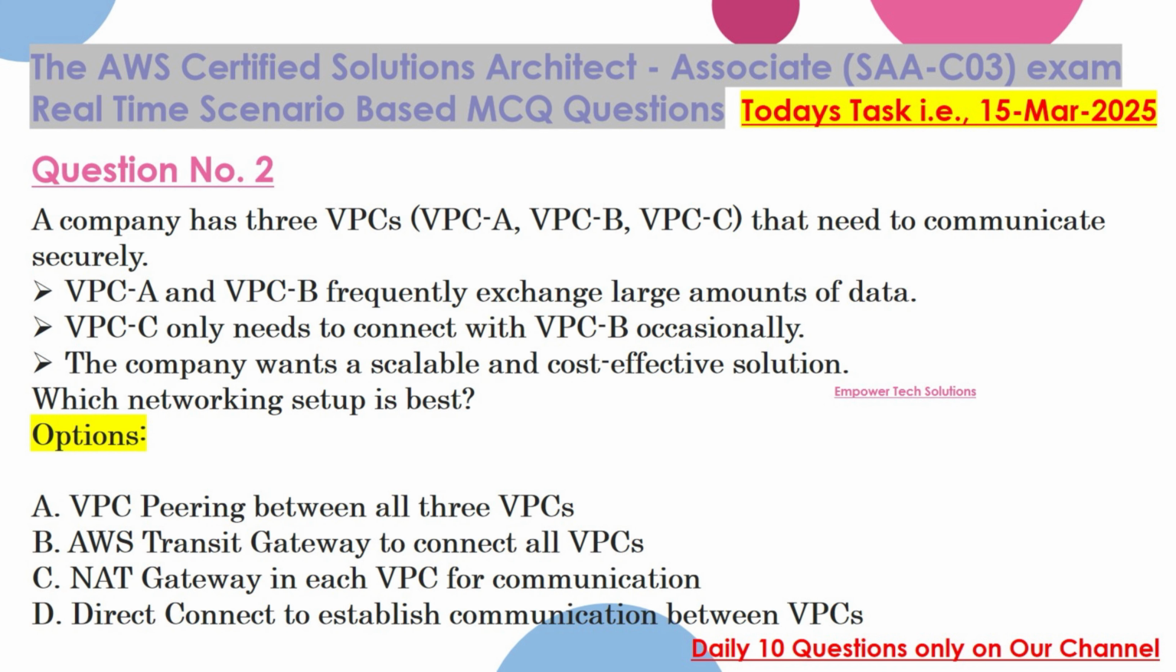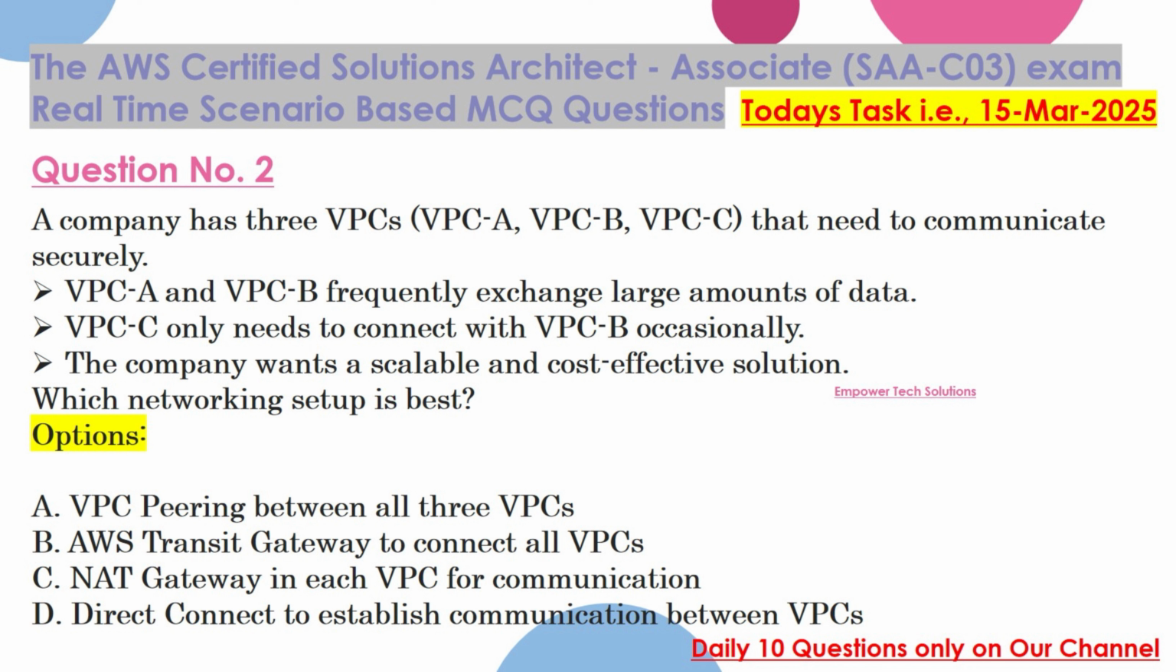Question 2. A company has 3 VPCs, VPC-A, VPC-B, VPC-C, that need to communicate securely. VPC-A and VPC-B frequently exchange large amounts of data. VPC-C only needs to connect with VPC-B occasionally. The company wants a scalable and cost-effective solution. Which networking setup is best?